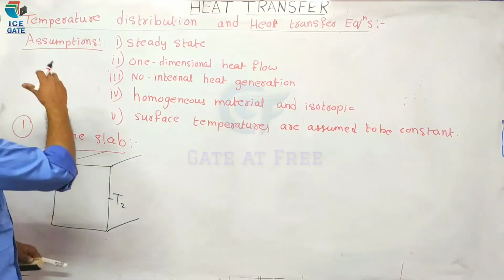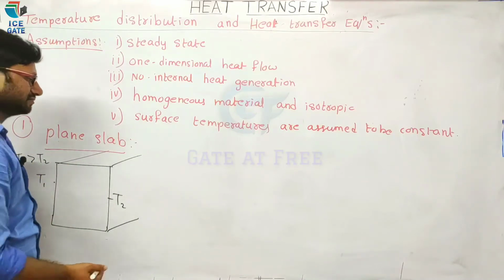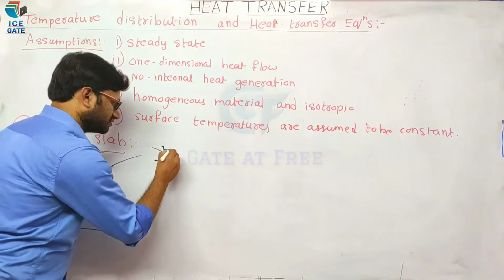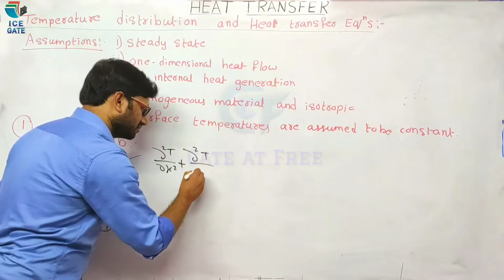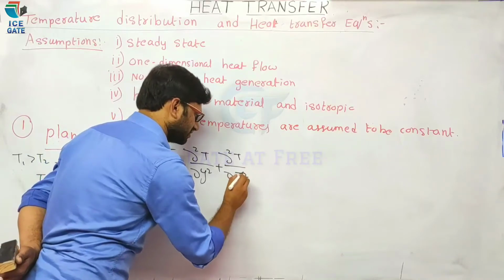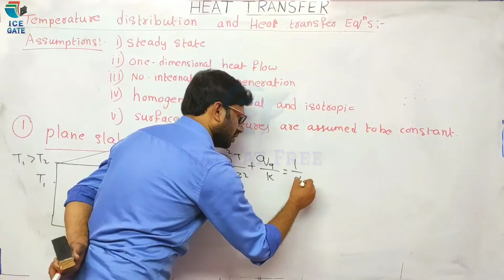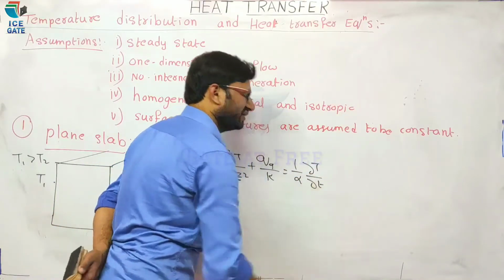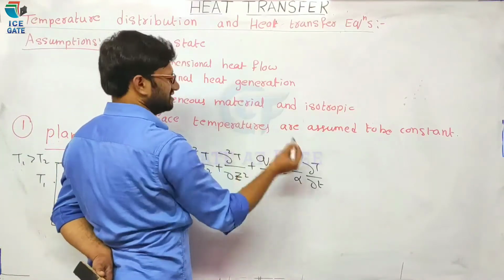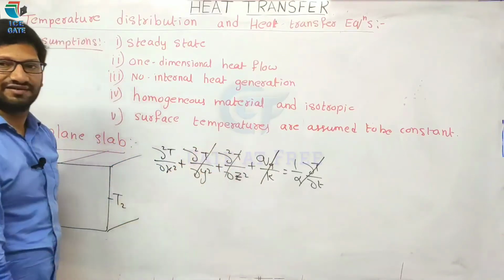Now, how to find out the temperature distribution function? We know the Fourier equation. What is the Fourier equation? For Cartesian coordinates, dou square T by dou x square plus dou square T by dou y square plus dou square T by dou z square plus Qg by K is equal to 1 by alpha dou T by dou t. Now according to these assumptions, let us modify this equation. Steady state, no internal heat generation and one dimensional.